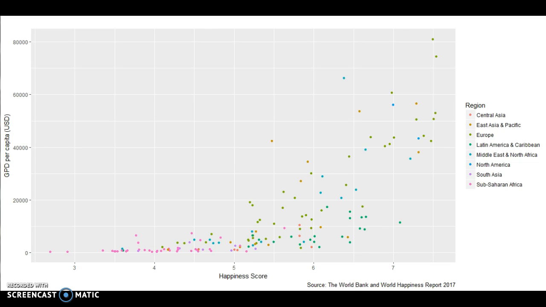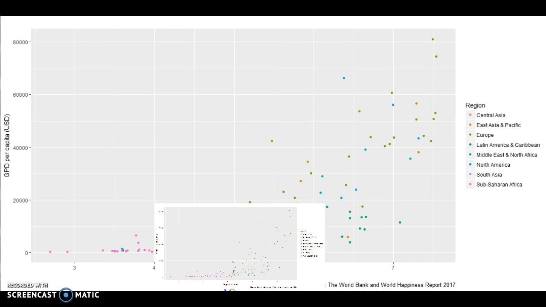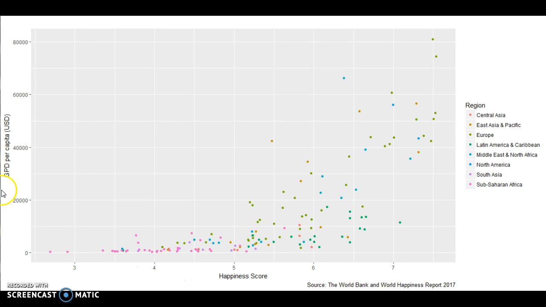Since we'll be comparing two quantitative variables, it seemed to make sense to me to just draw them up in a scatter plot. If we look on the x-axis here, we have each country's happiness score. And on the y-axis, we have the GDP per capita in US dollars. And each country is also color-coded by their region.